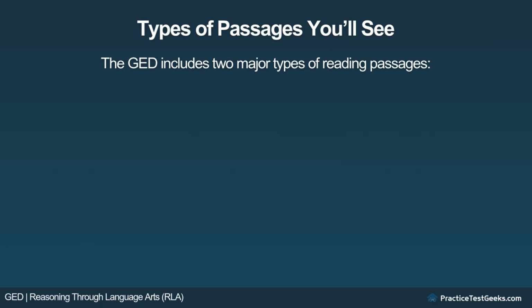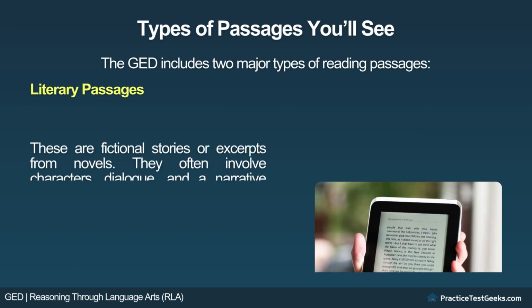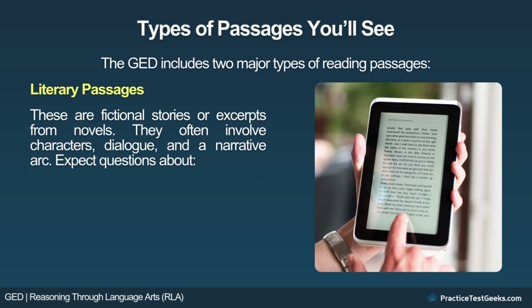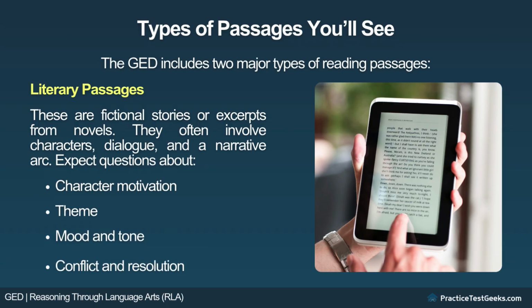The GED includes two major types of reading passages. 1. Literary passages. These are fictional stories or excerpts from novels. They often involve characters, dialogue, and a narrative arc. Expect questions about character motivation, theme, mood and tone, conflict and resolution.